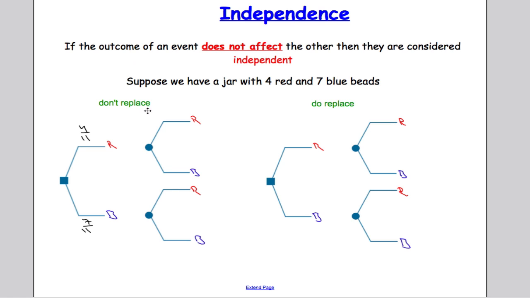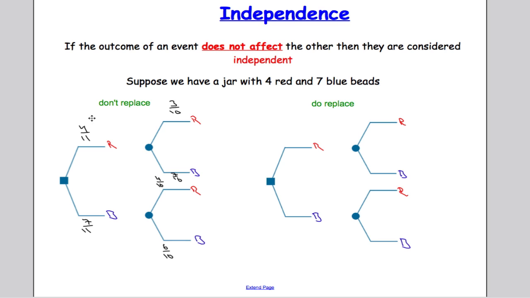Now, if I don't replace the bead and then I select another one, the probability of choosing a red on the second occasion is going to be 3 over 10, and a blue will be 7 over 10, because there's still 7 blue beads left. If I choose a blue and then I choose again and I get a red, the probability that that happens is 4 out of 10, and the probability that I choose a blue bead after I've chosen a blue bead is 6 out of 10.